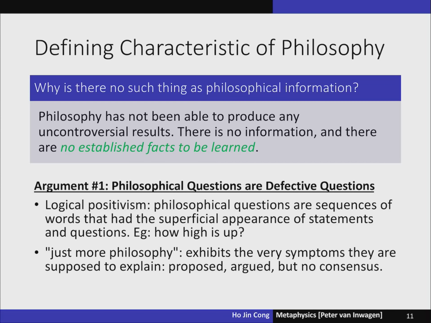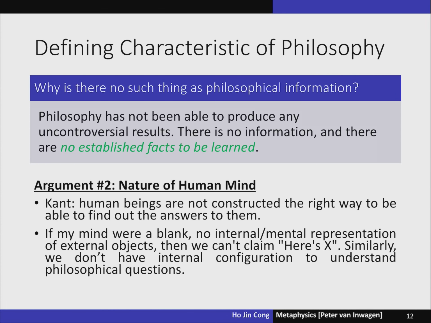The second argument is that it is the nature of the human mind that we can't produce answers for philosophy. According to Kant, human beings are not constructed the right way to be able to find out the answers to these questions. For example, if my mind were a blank, with no internal or mental representations of external objects, then I can't really claim that here is a bottle, here is a cup in front of me. Similarly, we just don't have the internal configuration to understand philosophical questions. So, do you think this is a legitimate answer? Well, again, there are no uncontroversial results here.